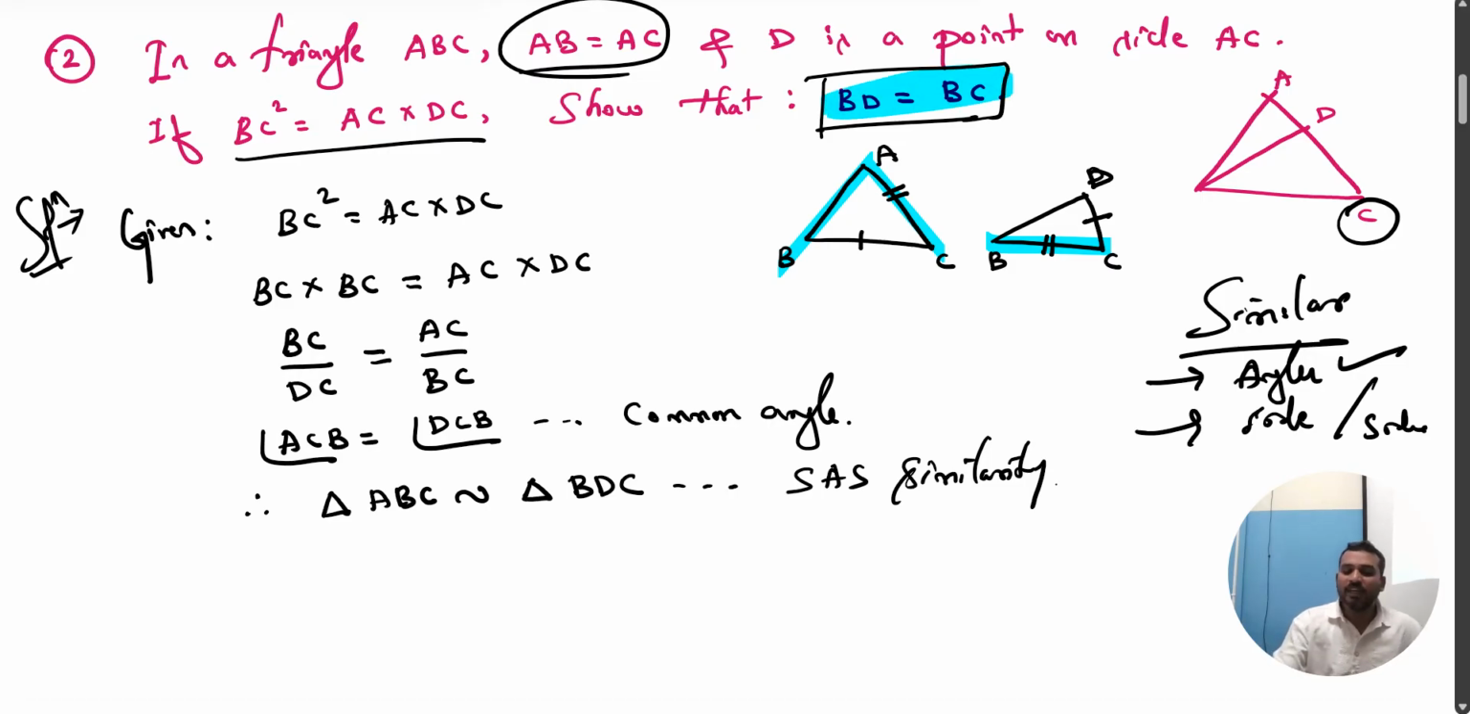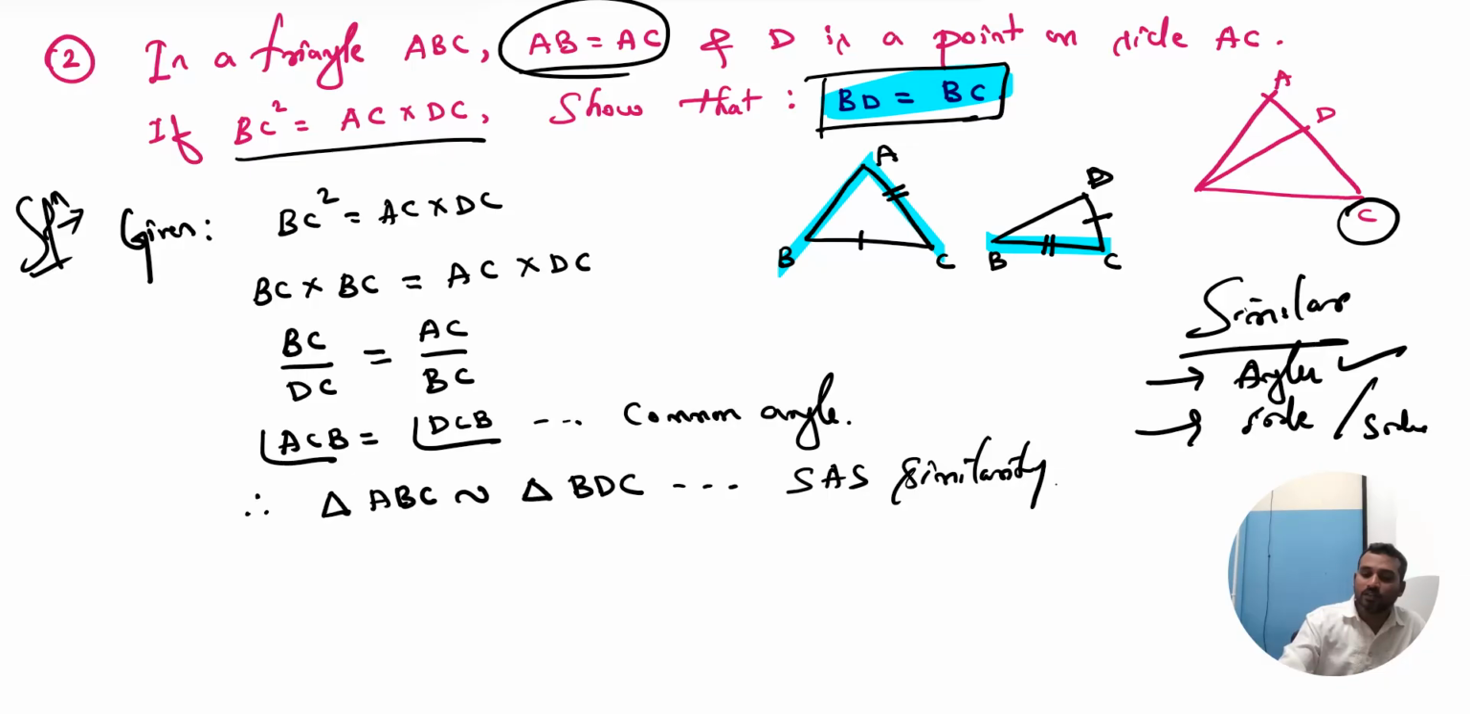I want to prove BD is equal to BC. Okay beta, so I need the sides here. What is required here? Sides. So shall we say directly now that side BC is proportional to DC? BC is proportional to DC is equal to AC is proportional to BC is equal to, see the figure.